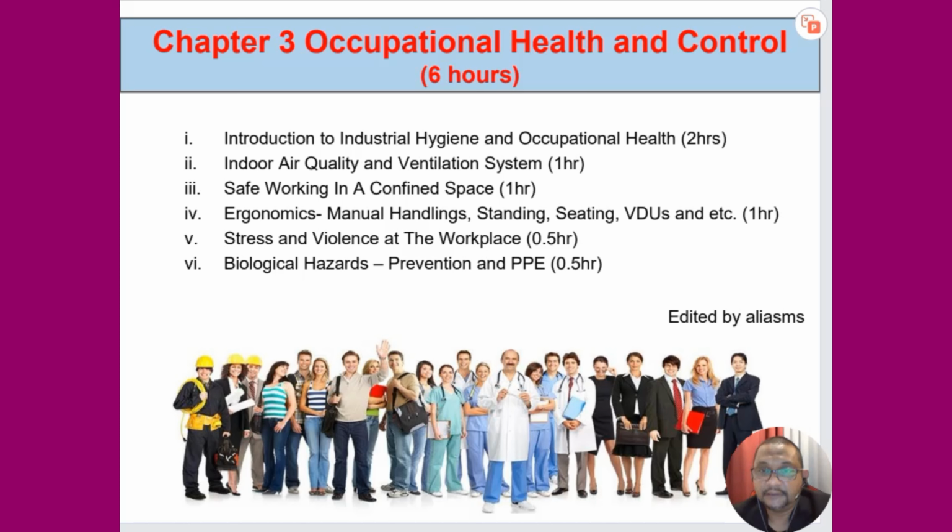As you see in the slide, in this chapter, we will learn or focus on 6 sub chapters. That means number 1, we will look at the introduction to industrial hygiene and occupational health. Number 2, indoor air quality and ventilation system. And then we will learn about safe working in a confined space. After that, we will look at ergonomics. What is meant by manual handling, standing, sitting, etc.